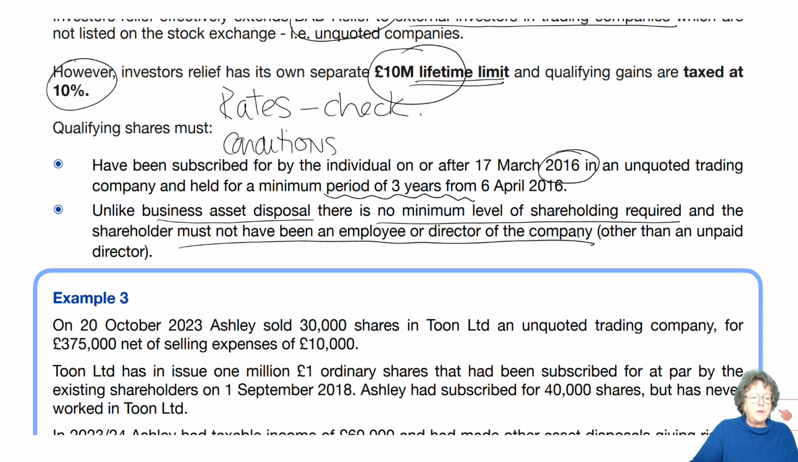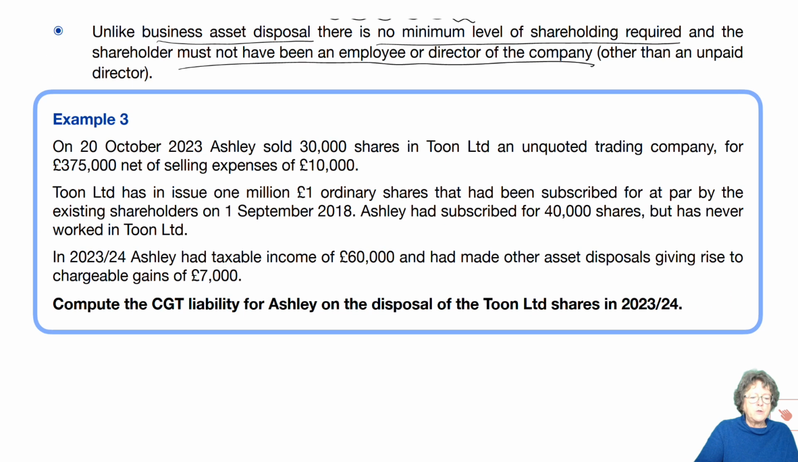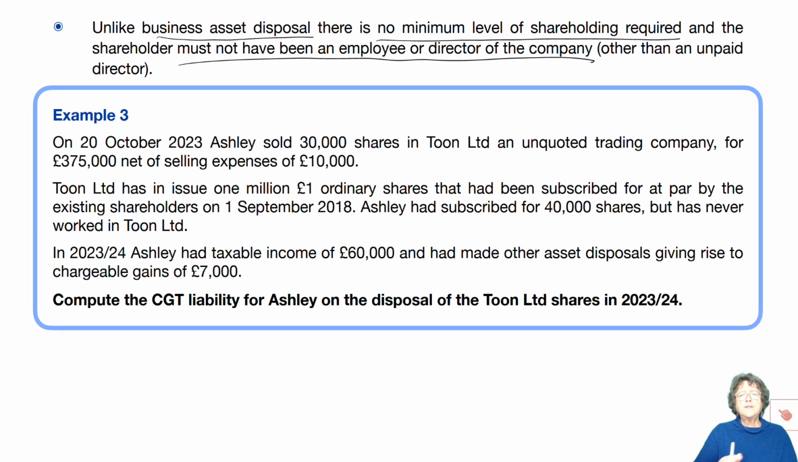So let's have a look at example number 3 of how this works. A simple example, simply because it doesn't turn up as much as the bad relief. Bad relief is more likely to turn up in the exam. This is less likely to do so. So we have an example here of how that works.